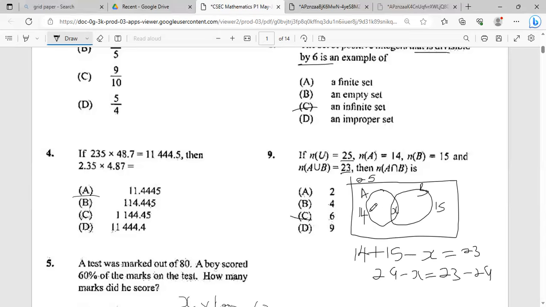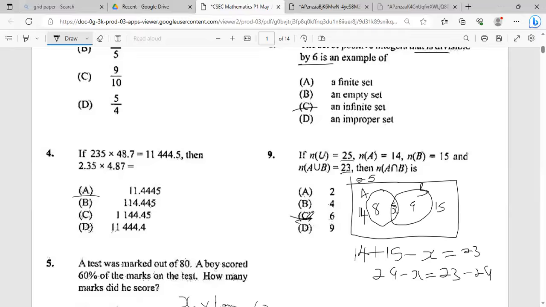And I'll show you guys how you could check it. 6 from 14 leaves 8, 6 would go here, 6 from this leaves 9. Then you could basically check it. 8 and 6 is 14, 6 and 9 is 15, combine them. 8 and 9, 17, and 6, 23. You could have checked that, guys.